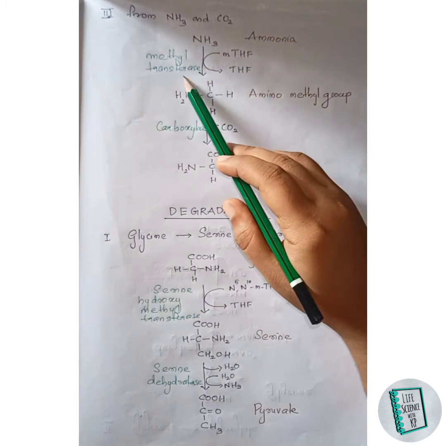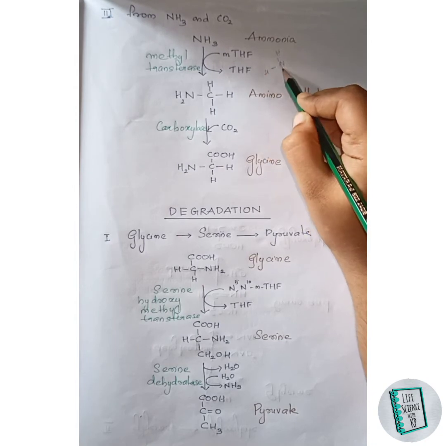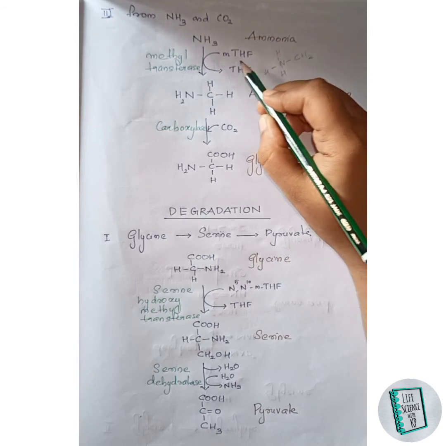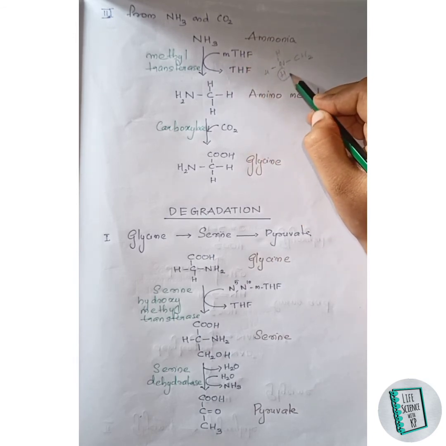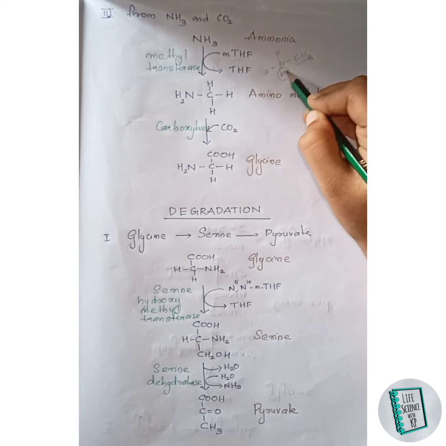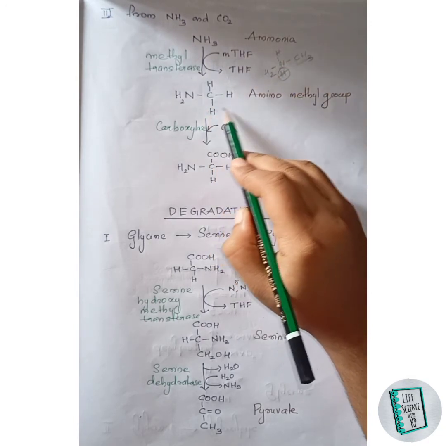Now the third pathway, which is the synthesis of glycine from ammonia and carbon dioxide. Here in the first step, this ammonia accepts a methyl group from methylated THF and gets converted to an aminomethyl group in the presence of methyl transferase enzyme. What happens here is this NH3 molecule accepts the CH2 group from this methylated THF, and a hydrogen of this NH3 rearranges, changing this CH2 to CH3 and converting this NH3 to NH2. Thus the structure is formed.